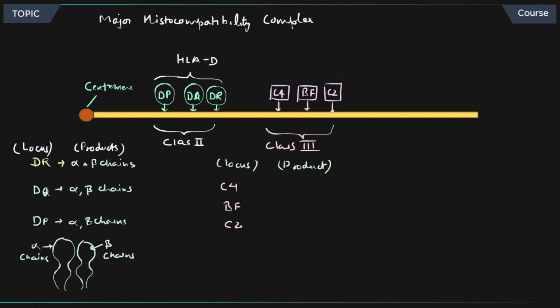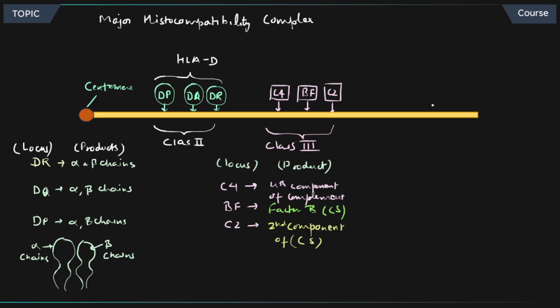C4, BF, and C2. What is C4? What is BF? Let me explain. C4 is the 4th component of the complement system. As I've told you, these are the complement proteins. Factor B of the complement system is that BF part, and C2 is the 2nd component of the complement system. And these are the products for the MHC class 3 complex.